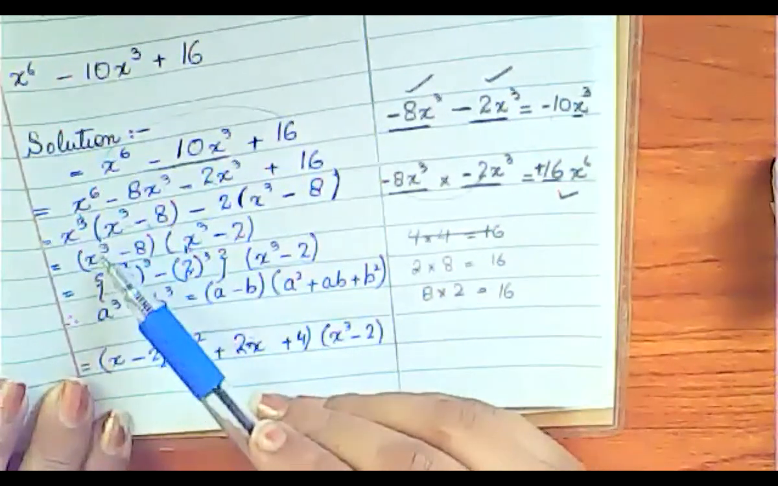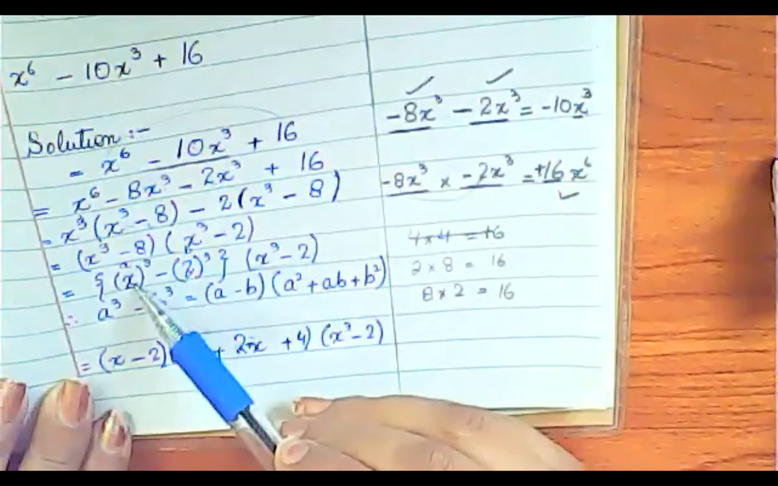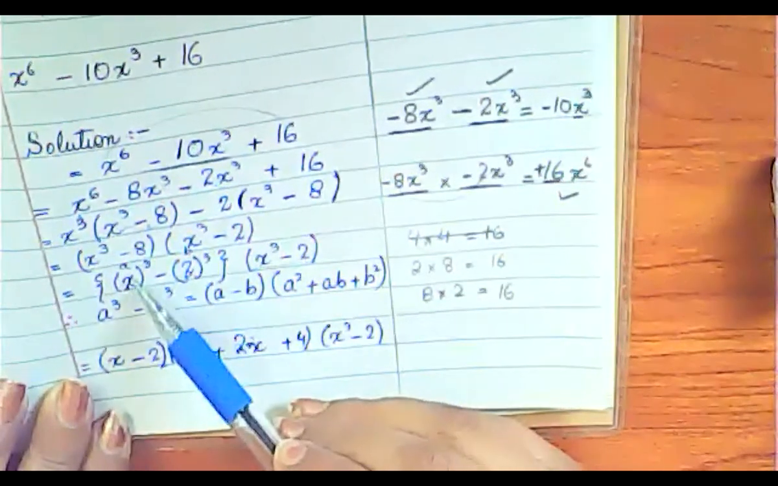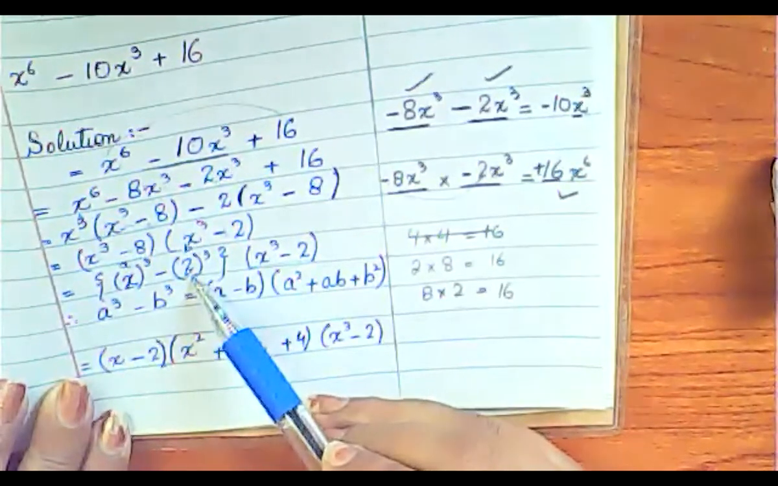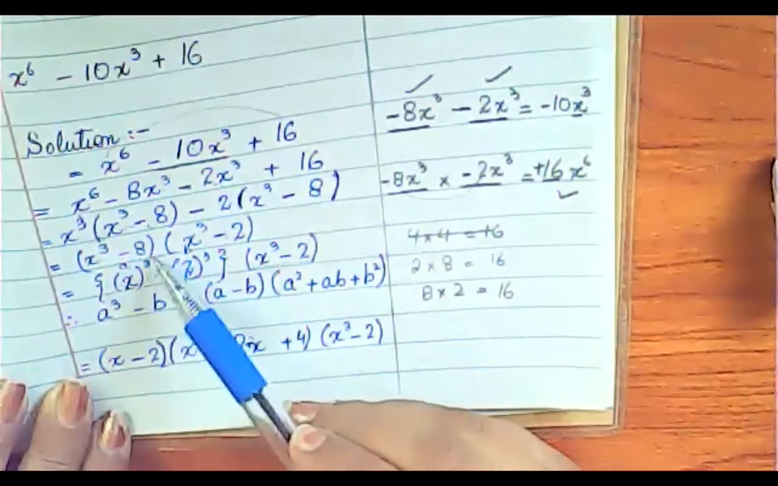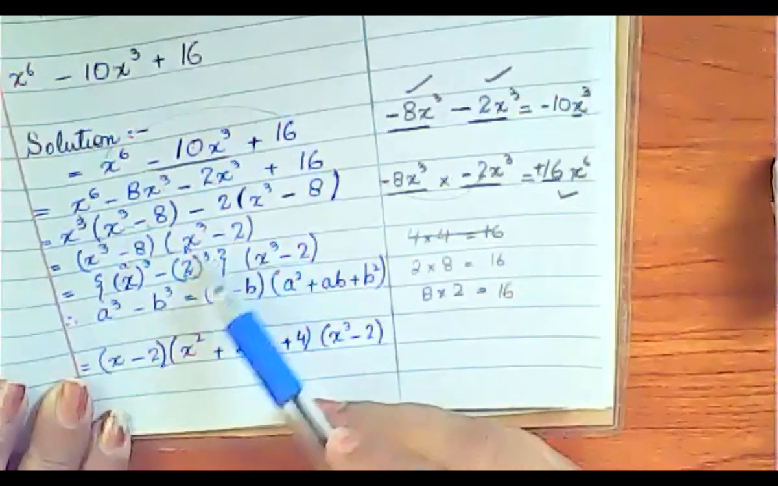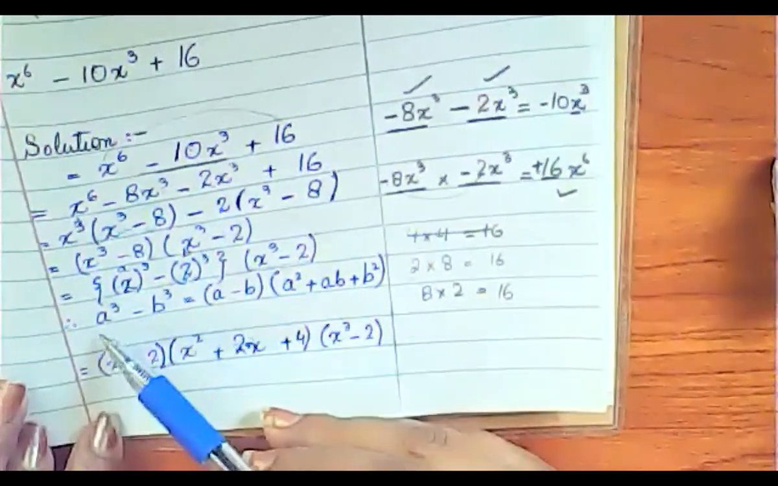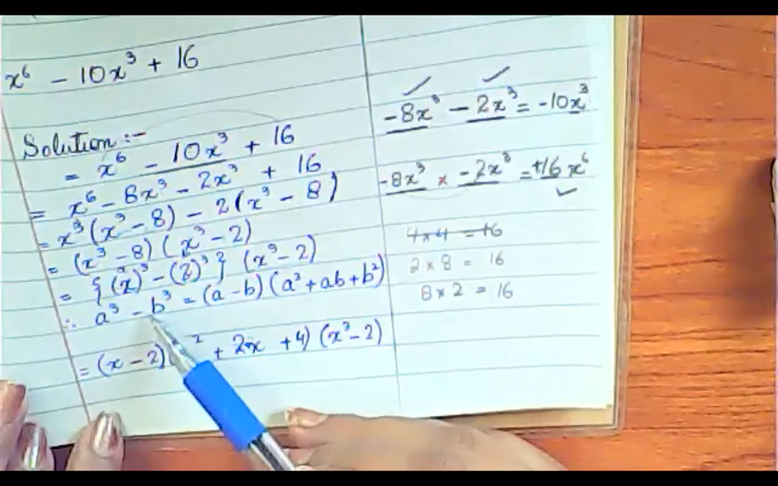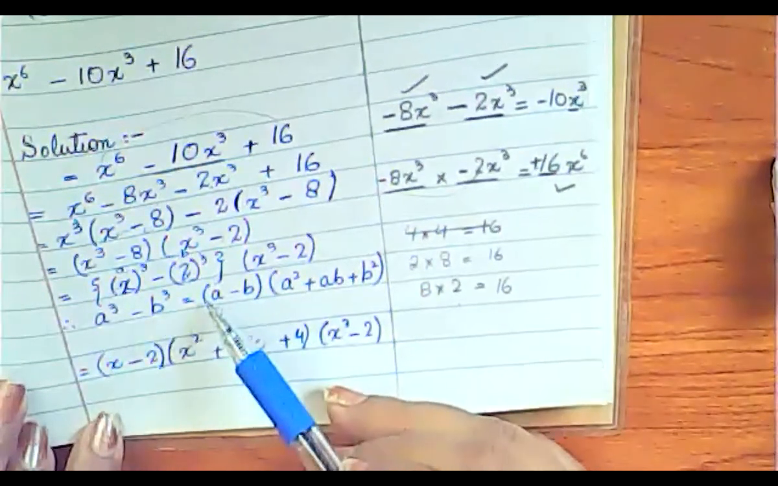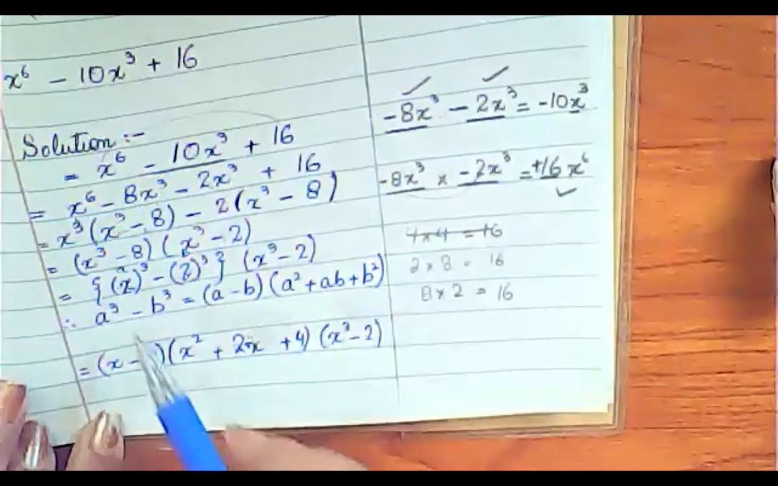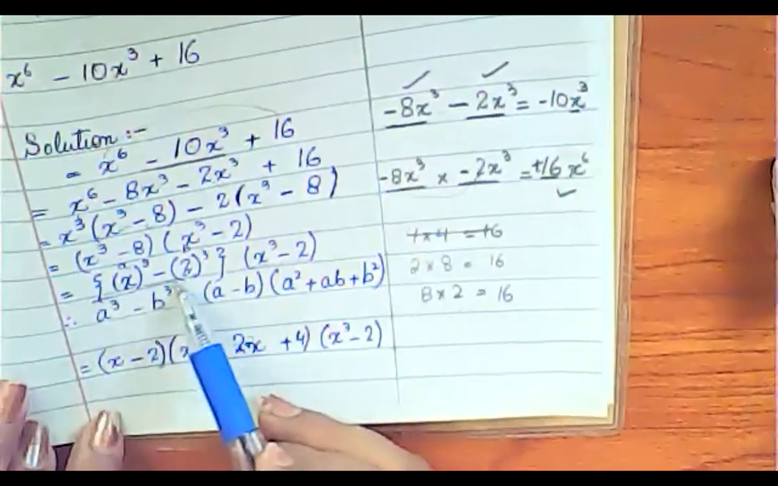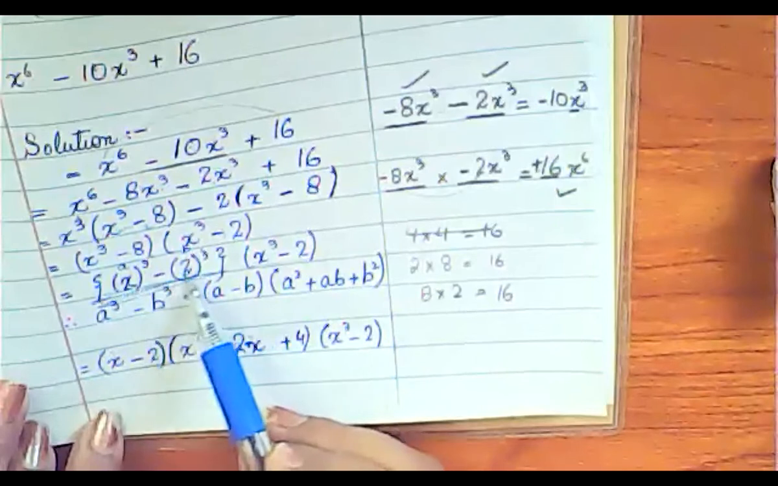Then here, as you can see, x cube minus 8. x cube is the cube of x, and 8 is the cube of 2. So you will write it as x whole cube minus 2 whole cube. Here you can apply the formula a cube minus b cube is equal to (a minus b)(a square plus ab plus b square). So you are going to apply this formula over this term.